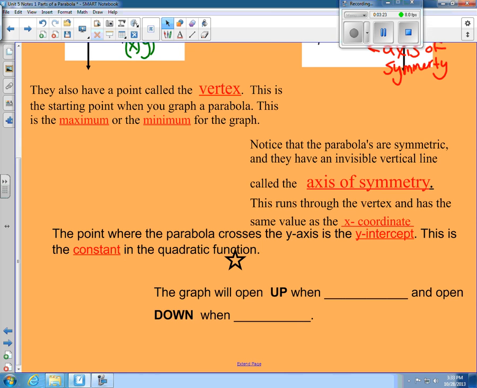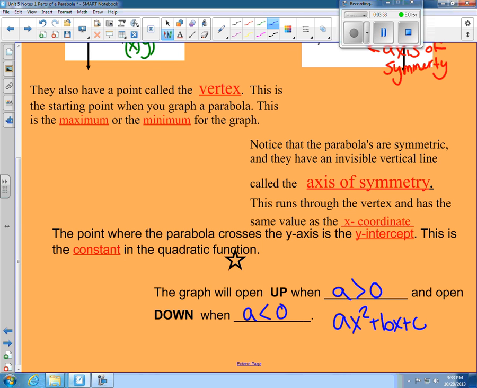Okay. And we have one more piece to add here. This says the graph will open up when a is greater than 0, and will open down when a is less than 0. That, remember, refers back to our ax squared plus bx plus c. That's this a here.